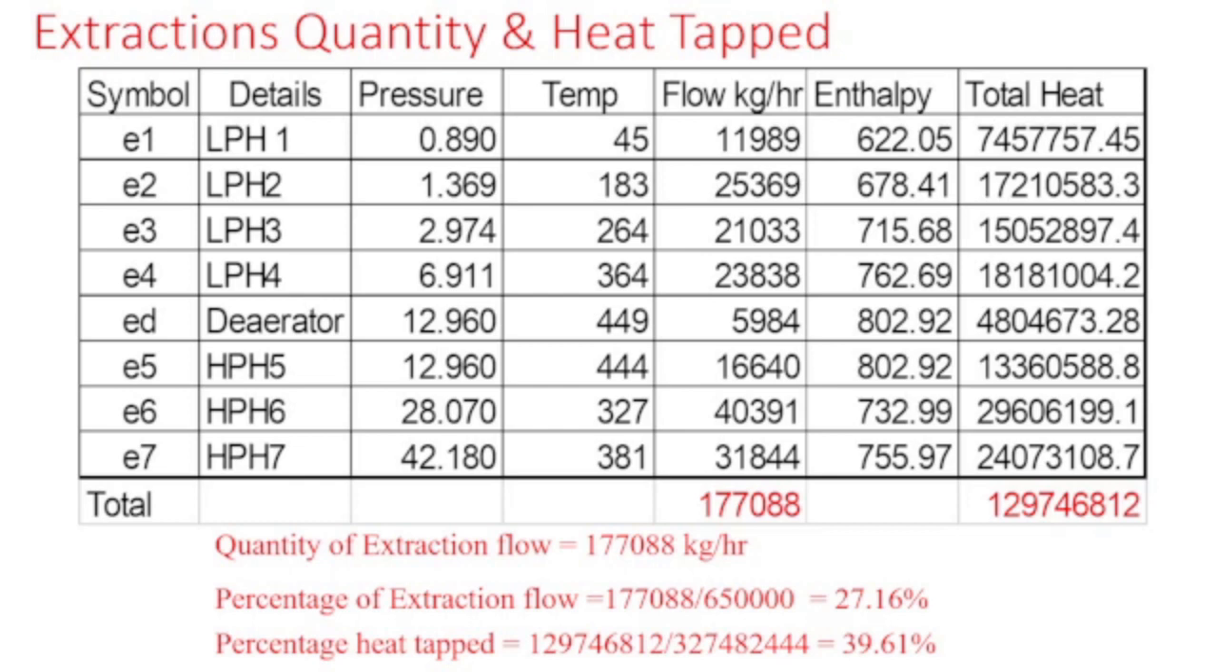177,088 kg per hour, that is around 177.088 tons per hour. The percentage of extraction flow is of the order of around 27.16%, and the percentage of heat tapped, if you calculate, comes out to be around 39.61% of the heat has been tapped.